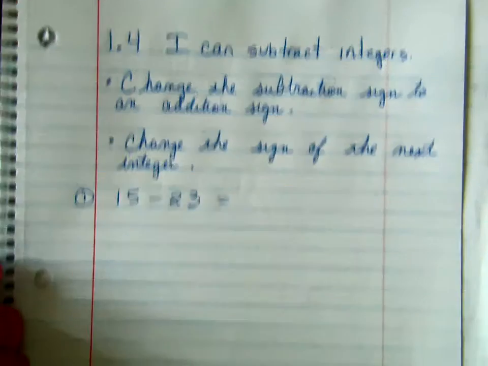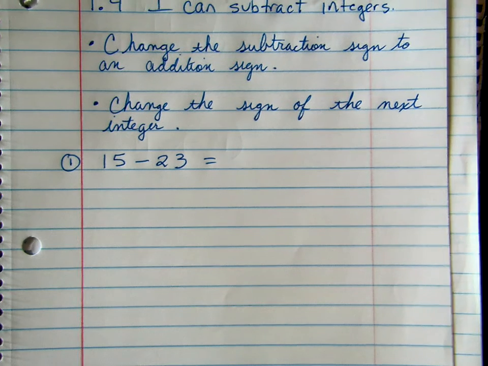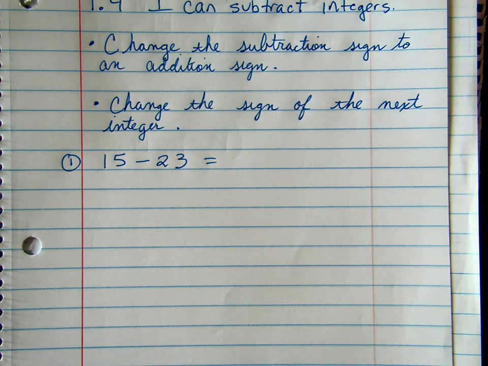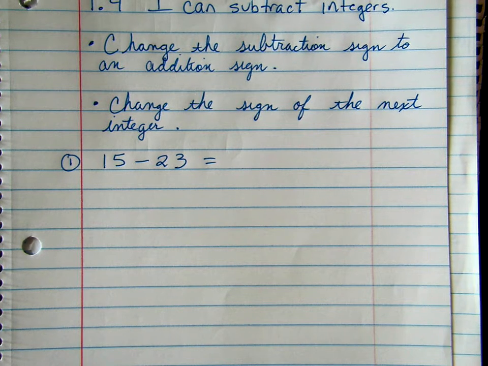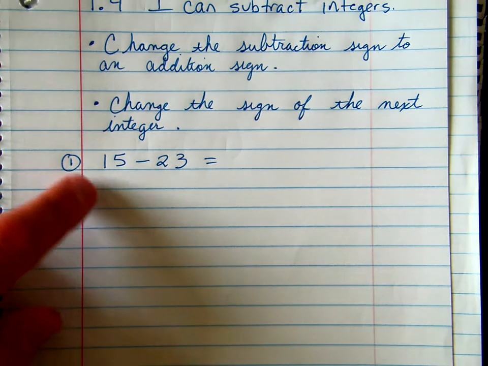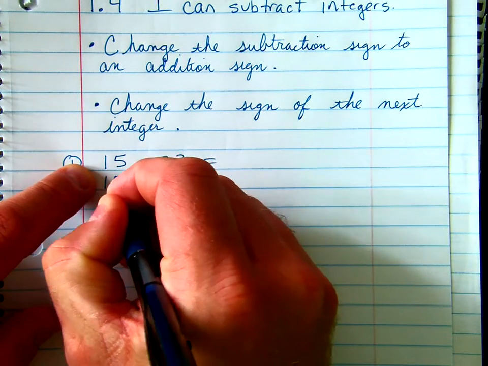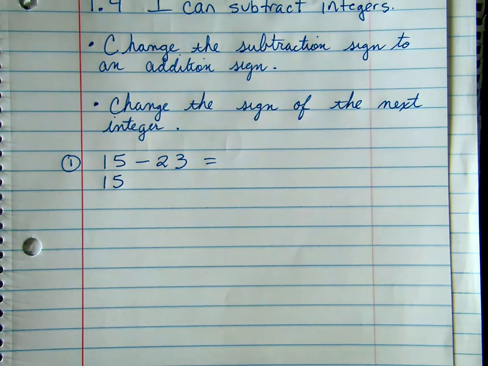So let's take a look at 15 minus 23. The first number is in cement. The first number is super glued, duct taped, in quicksand. You can't get it out. It's stuck. There's nothing you can do with it. And that's always the case. So because the first number is always stuck in cement, we can't change it. We just have to keep it the same. It's permanent.